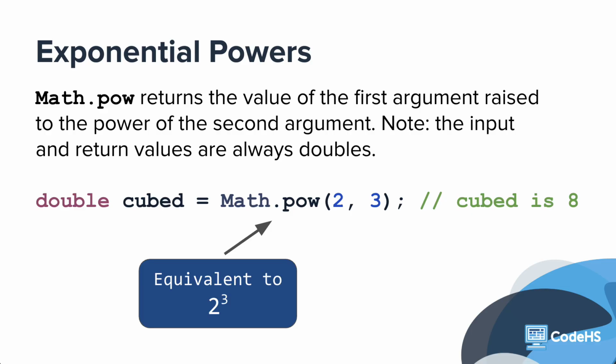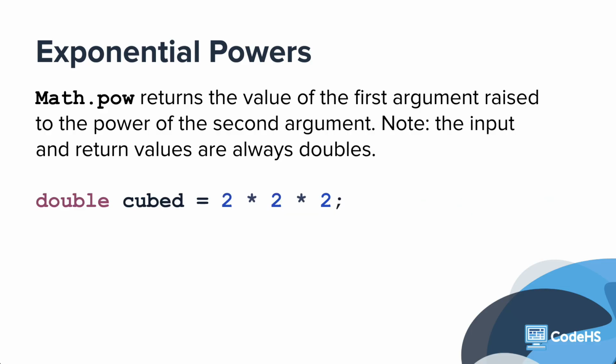This example is simple enough to do manually, like 2 times 2 times 2. But imagine if you want to raise 2 to the 8th power. Then all of a sudden, the pow method makes much more sense.